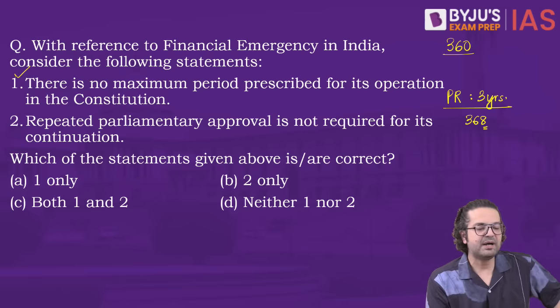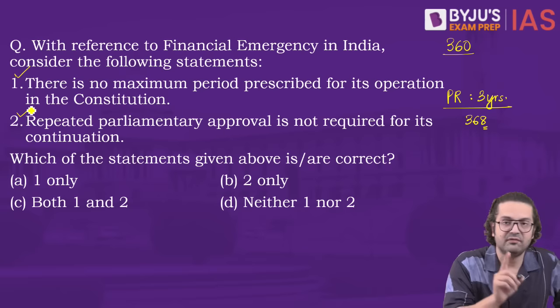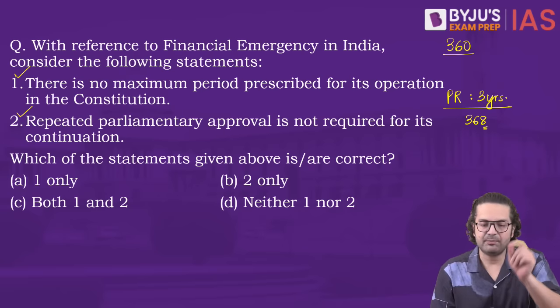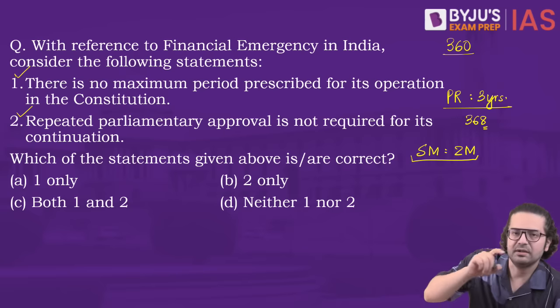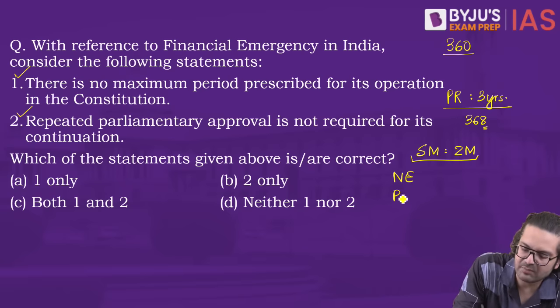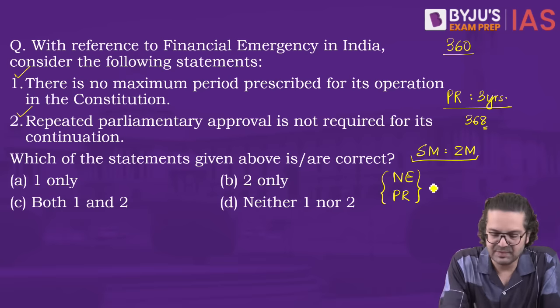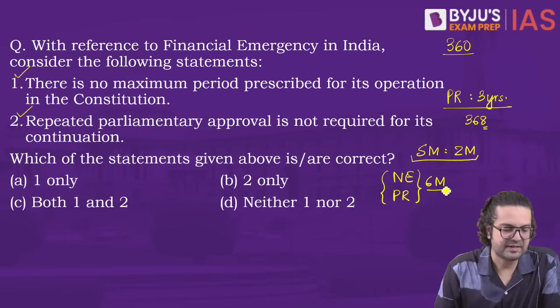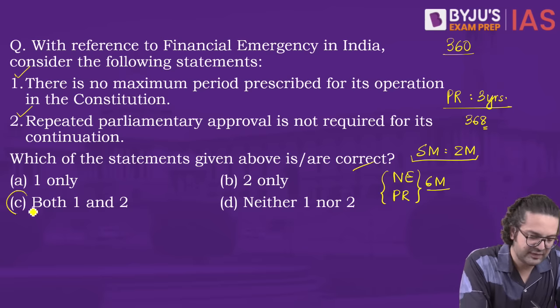Number 2, repeated parliamentary approval is not required for its continuation. Yes, of course, that is absolutely correct. Why? Because once financial emergency is approved by the parliament by a simple majority within 2 months, it can continue forever till the president revokes it. But for the national emergency, for President's rule, even after you get it approved by the parliament, you have to keep on getting it approved every 6 months. Okay, that's the case. So both statements are correct. Right answer is C, both 1 and 2.